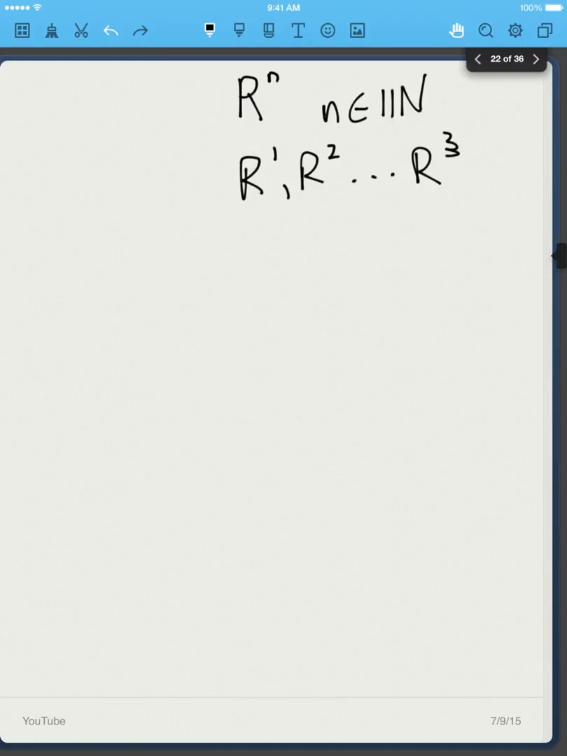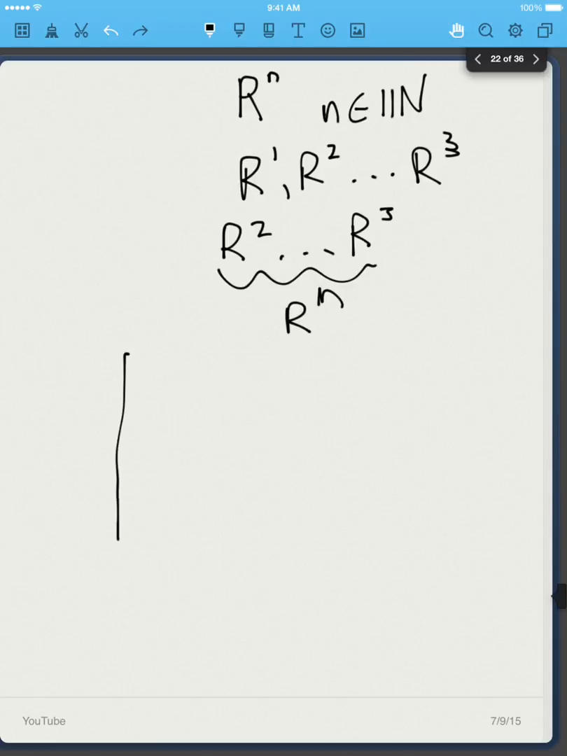So really, what's interesting is that we like to think about R2 and R3 quite a bit, but we're really interested in these two, but we're also interested in Rn in the general case. So let's first talk about R2. So vectors in R2 are pretty simple.